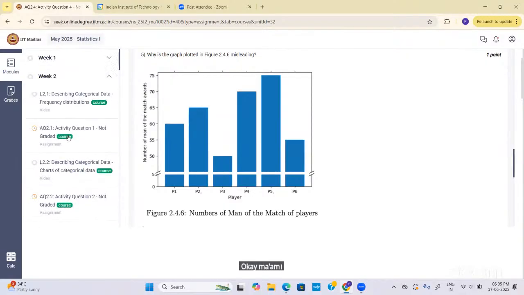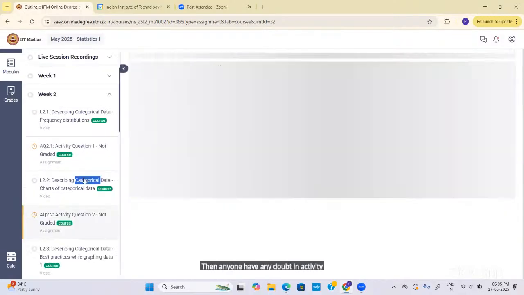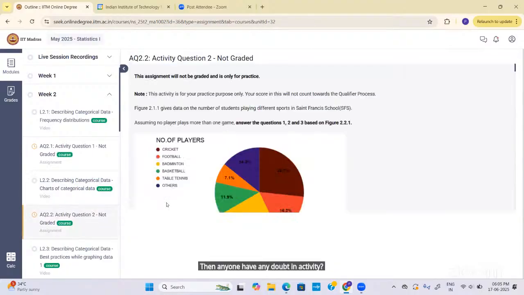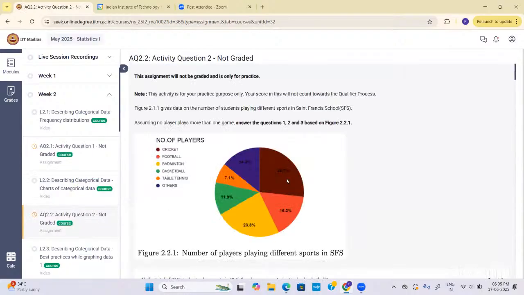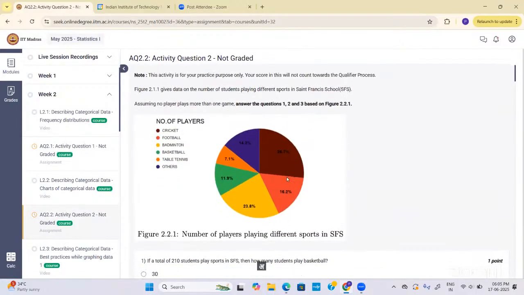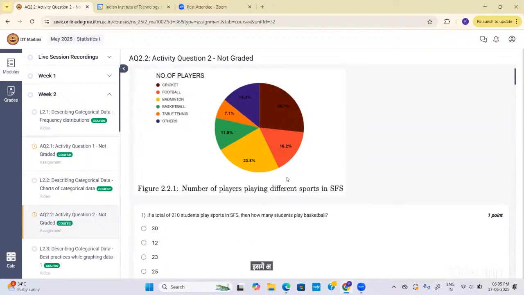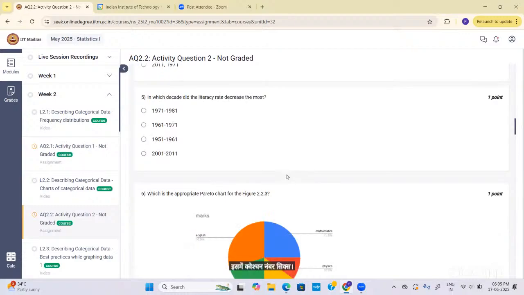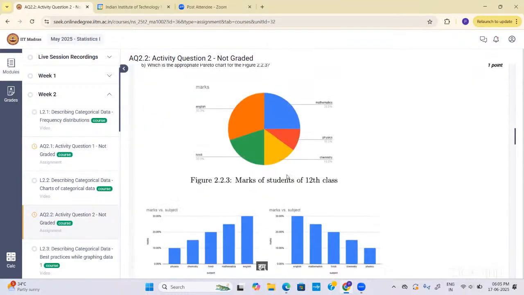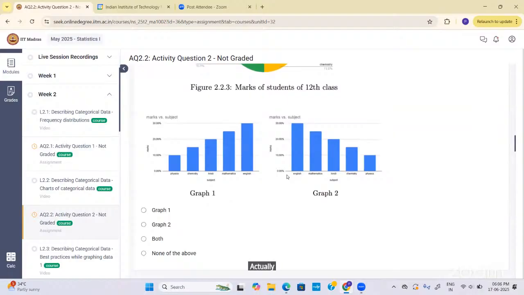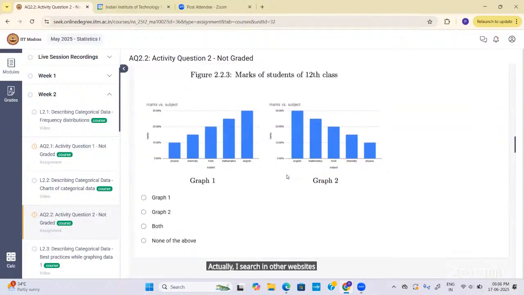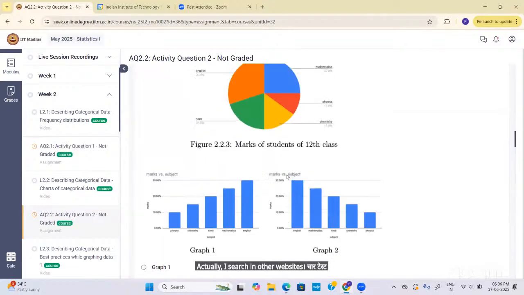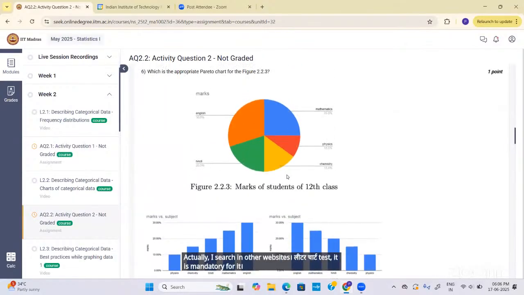Then anyone have any doubt in activity 2.2? Yes, ma'am. Question number 6. Actually, I searched in other websites. The actual definition for Pareto chart is that it is mandatory for it to be in descending order. But in lectures, they have mentioned it can be either ascending or descending. So, which one is correct?